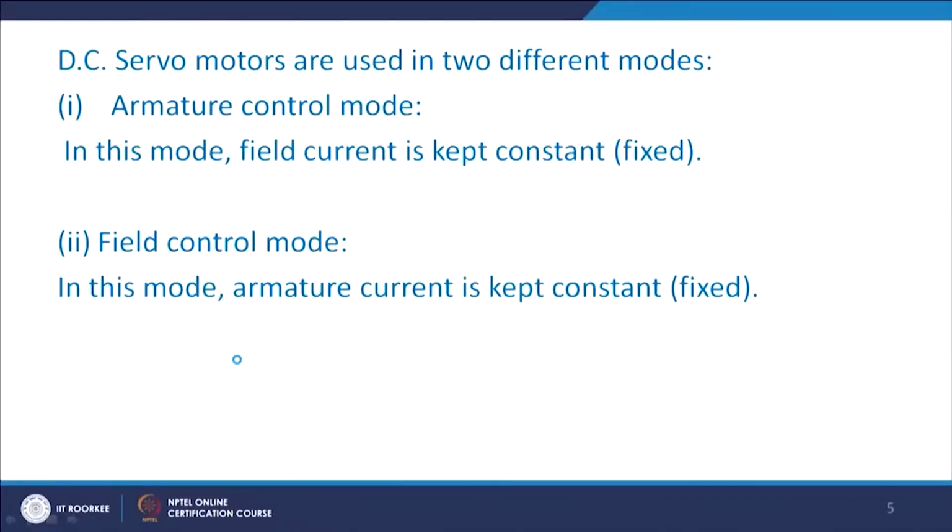This DC motor can be used in two modes. One is called armature control mode and another is called field control mode. So, what is the difference between armature control and field control? In armature control mode, we have to keep the field current constant, and in case of field control mode, we have to keep the armature current constant.